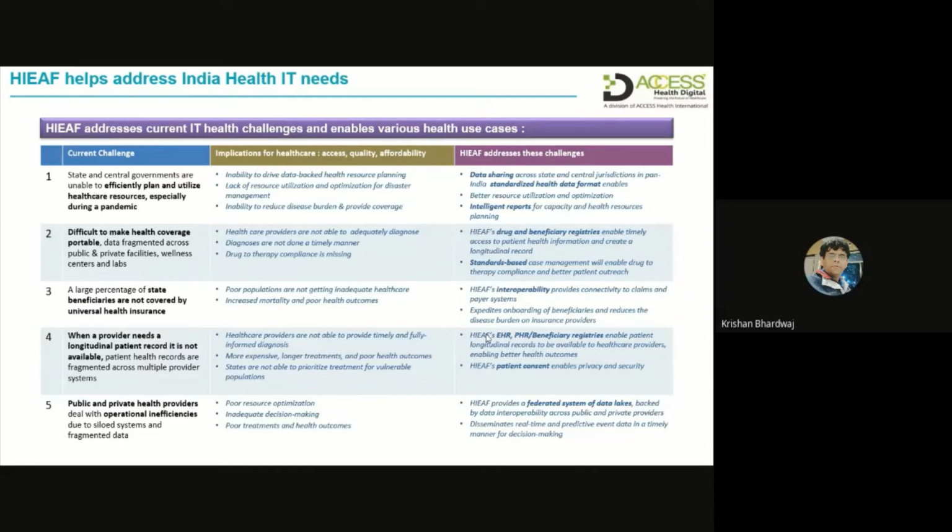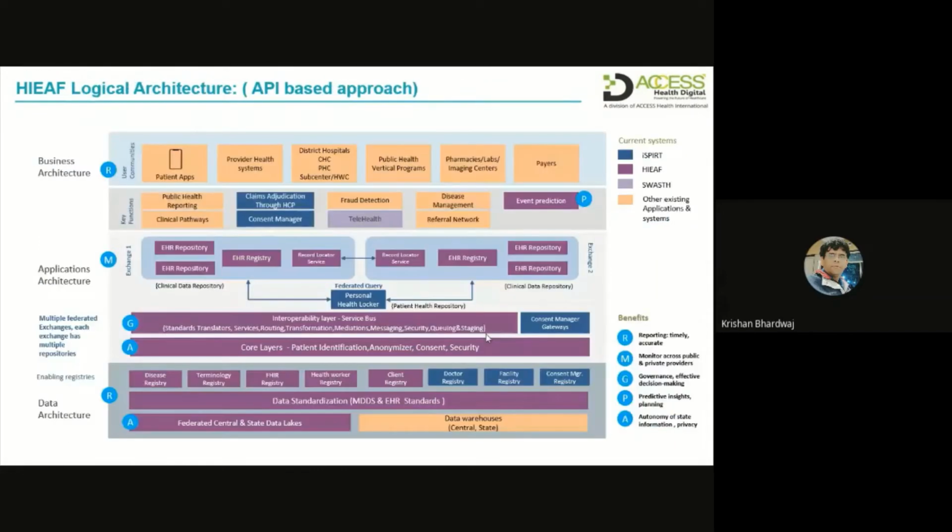Now with the coming of these teleconsultation guidelines, EMR has become mandatory. And NDHB already talks about standards and the data interoperability part. So this HIEAF will play a very crucial role in ensuring the data sharing across the different entities. In the next slide, I think this part I've already spoken about. If somebody has any question, I will be happy to answer that.